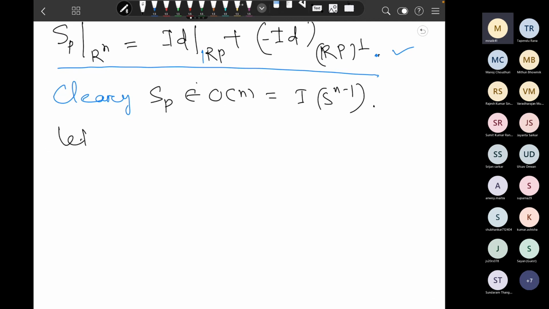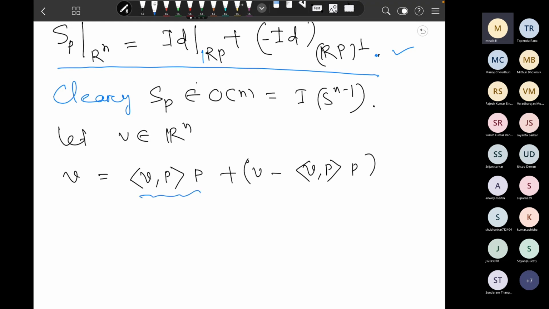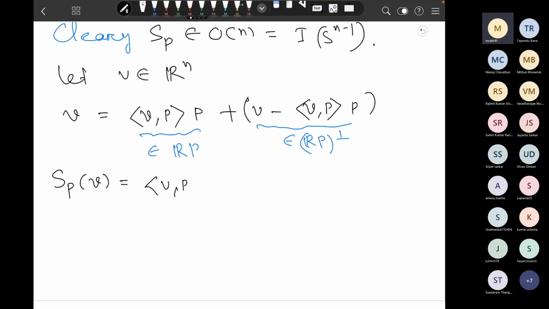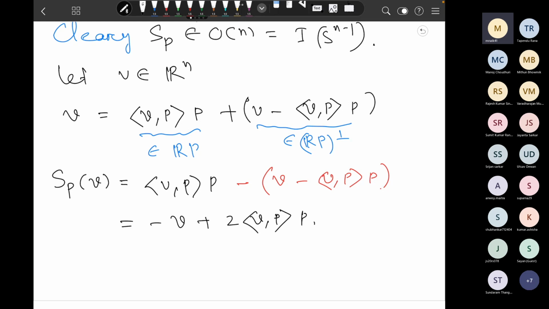You just decompose. Let b belong to Rn. Decompose b like this: b equals bP plus (b minus bP), where bP belongs to RP, and b minus bP belongs to RP perp. So SP of b will fix this bP, and the second component it will negate, so this will be minus (b minus bP), which is the same thing as minus b plus 2bP. So in this case also I am getting the isometry.